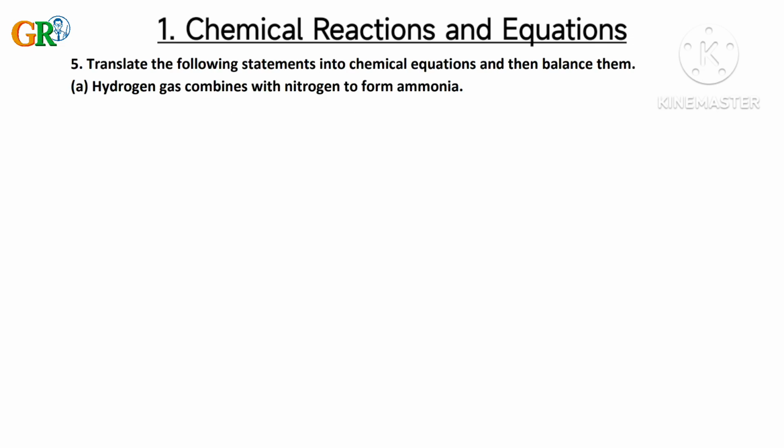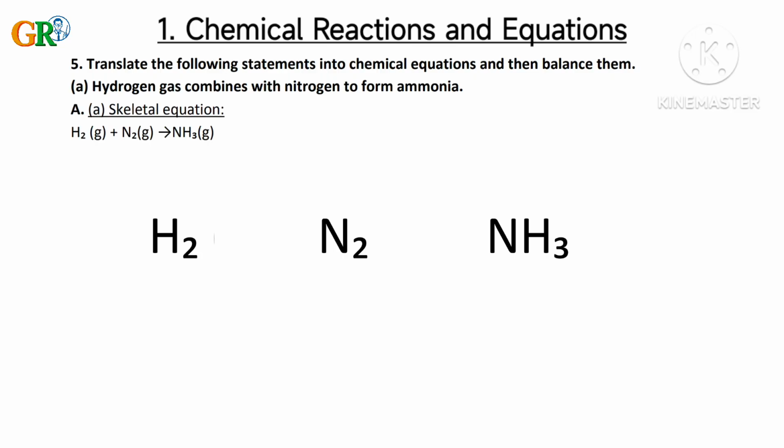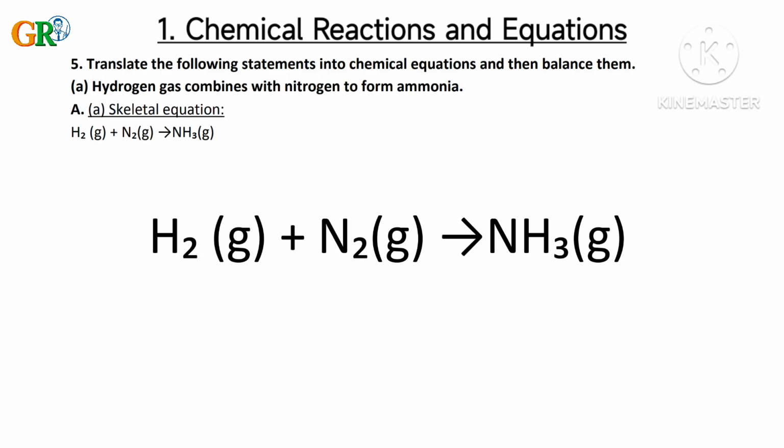And the fifth question. Translate the following statements into chemical equations and then balance them. A. Hydrogen gas combines with nitrogen to form ammonia. We know that the formula of hydrogen is H2, nitrogen is N2 and ammonia is NH3. So the equation is H2 plus N2 gives rise to NH3.